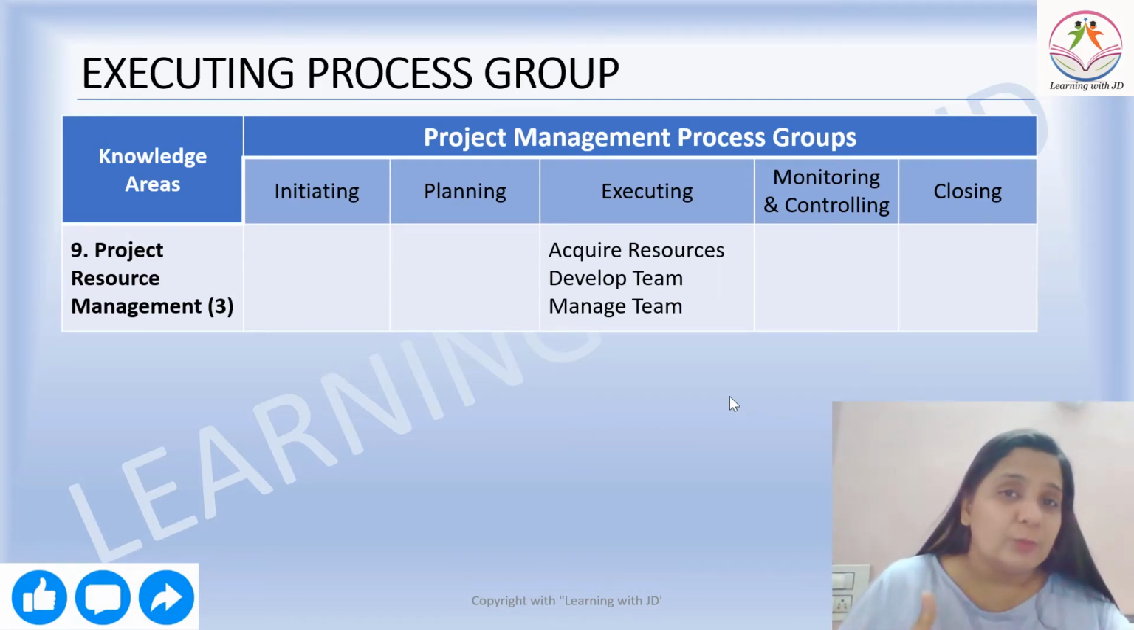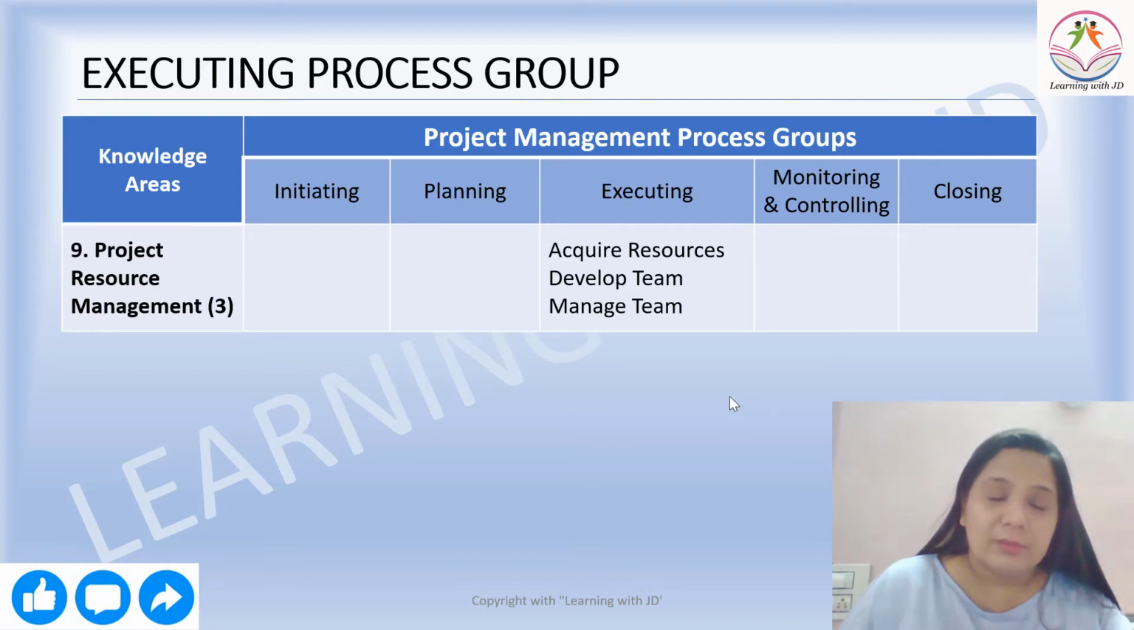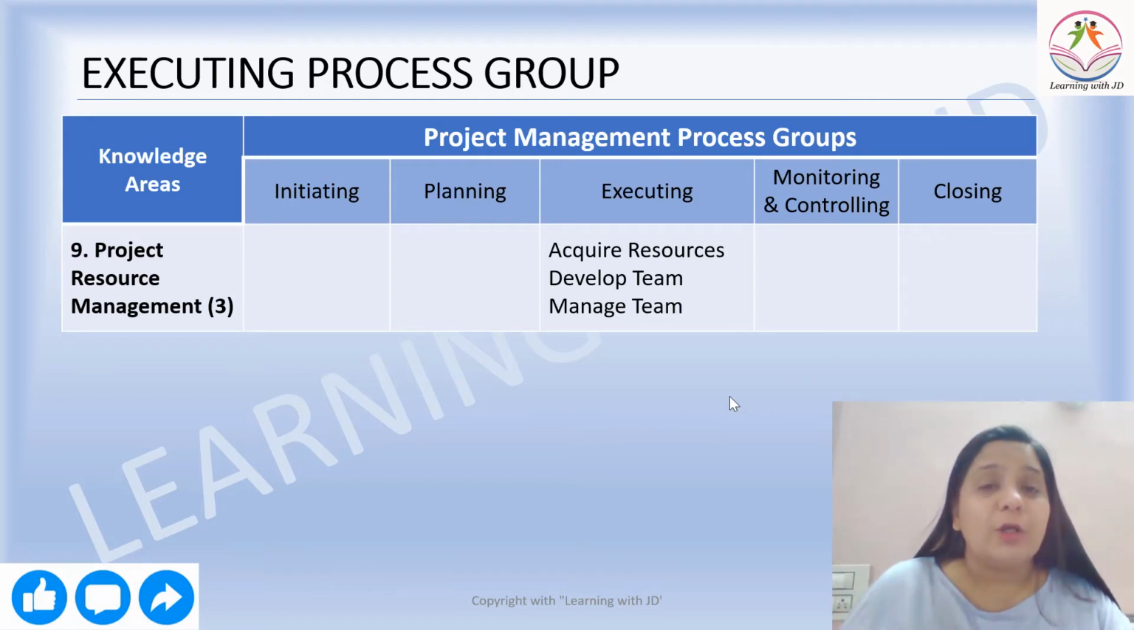Understand, this is not only human resources. These are all your physical resources also. Your material, your raw material, your infrastructure, your warehouse, everything is a part of acquiring resources. Then you develop your team. You have your human resources, you need to help them develop. You need to manage your team. All this is a part of your executing process group.